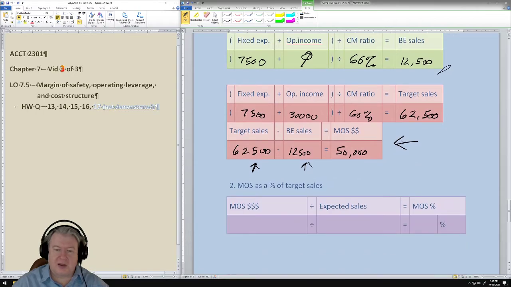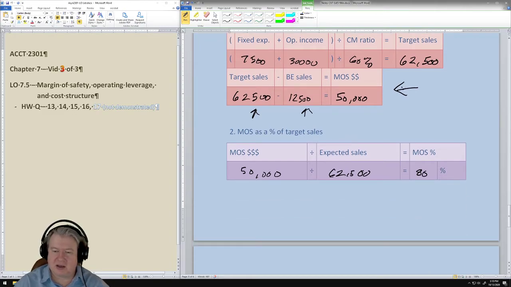Okay, so what is the margin of safety as a percentage of targeted sales? Well, we've got these numbers here. So the margin of safety dollars is 50,000. The expected sales is 62.5. And you see this is a great percentage, exactly what I was telling you before. The margin of safety is such a big part of our target sales that all of what we're saying is the margin of safety is the gravy, right? So we have a lot of gravy in this thing.